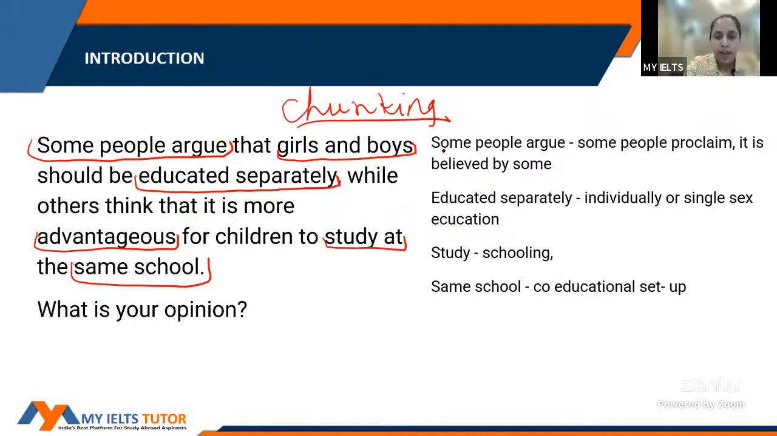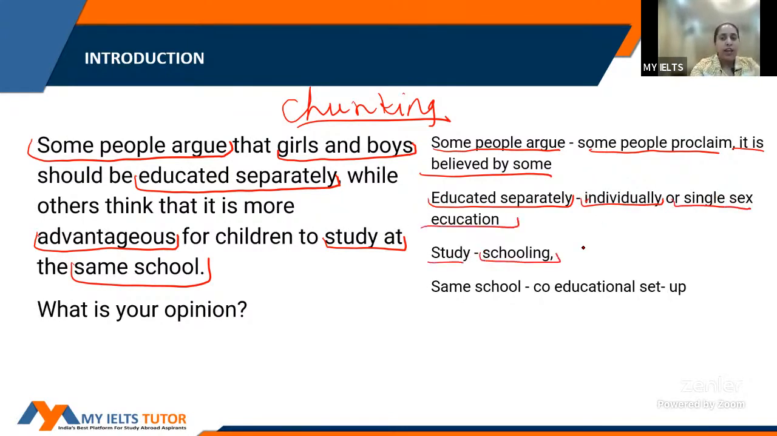So for "some people argue," I can write "some people proclaim," which is probably believed by some people, right? Educated separately, I can say educated individually or single sex education. For study, I can say schooling, or I can write studying. For same school, I can write co-educational setup. I have to think for the parallel meaning. Okay, for advantageous, I can say beneficial, right? So this is how I have chunked the information.